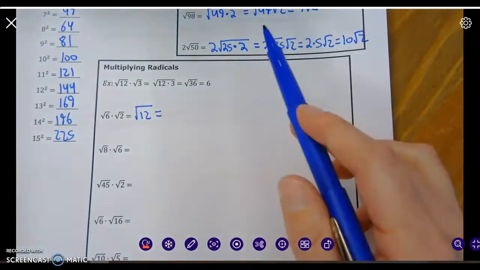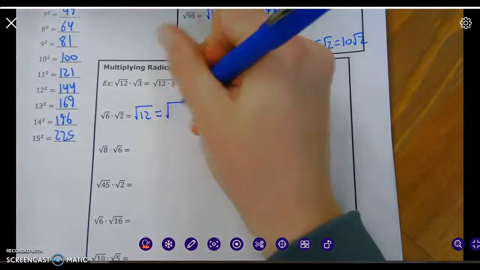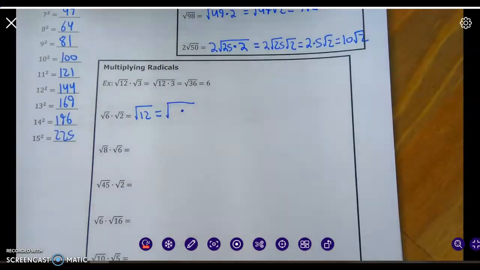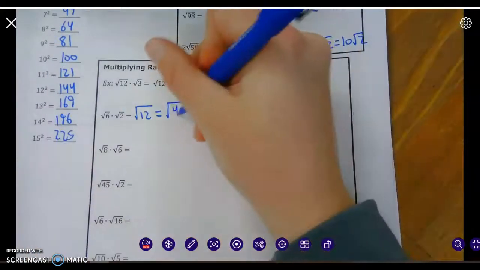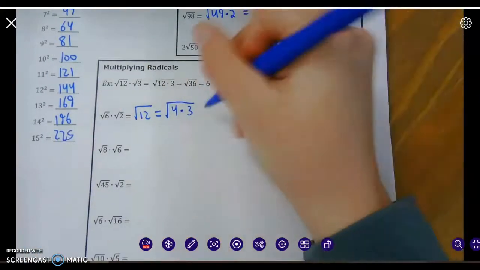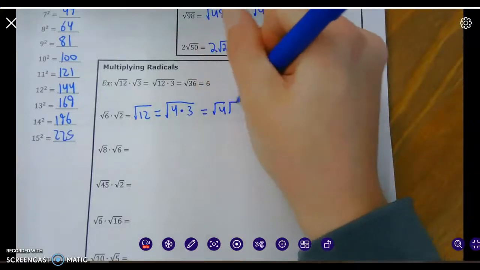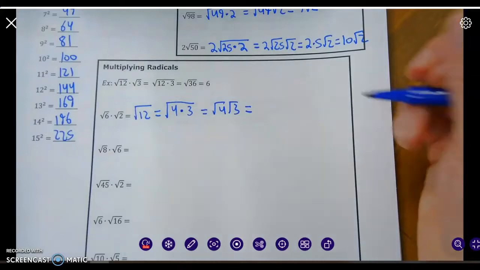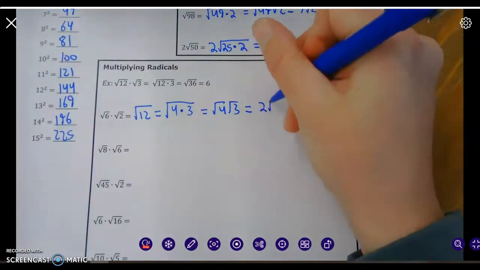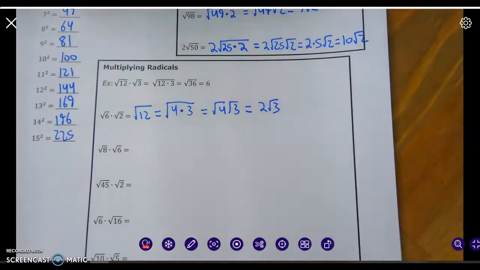And now we're going to do the same process that we did up here. So the two numbers we're going to use for 12, one of them has to be on our perfect squares list, so we're going to use 4 and 3. And then separate them into their own radical. So the square root of 4 is 2, and square root of 3 is square root of 3.